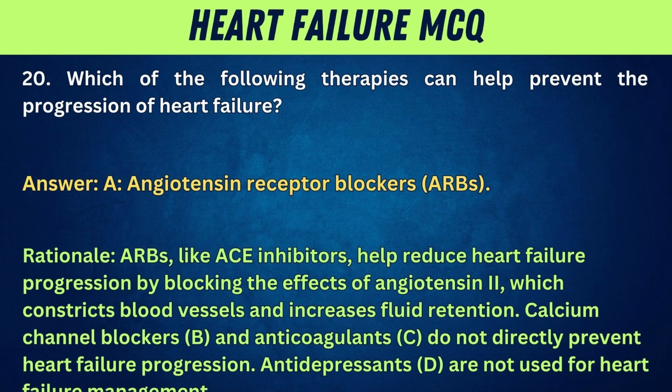Angiotensin receptor blockers, ARBs. Rationale: ARBs, like ACE inhibitors, help reduce heart failure progression by blocking the effects of angiotensin II, which constricts blood vessels and increases fluid retention. Calcium channel blockers, B, and anticoagulants, C, do not directly prevent heart failure progression. Antidepressants, D, are not used for heart failure management.